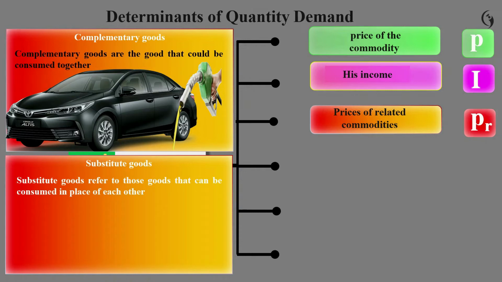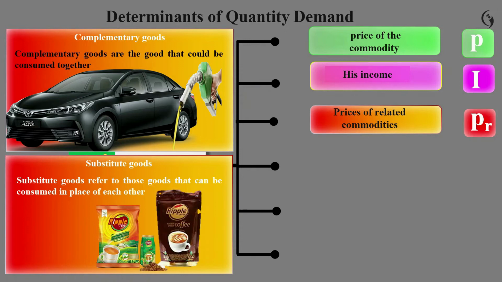Substitute goods refer to those goods that can be consumed in place of each other. For example, tea and coffee. So we can use tea or coffee instead of each other. If sometimes tea is not available in the market, we can substitute coffee for tea. So it is a substitute good. So the price of related commodity means there are two types of related commodities. One is complementary goods, the other one is substitute goods.